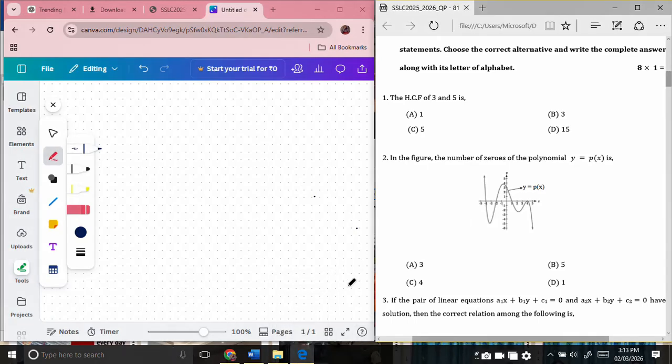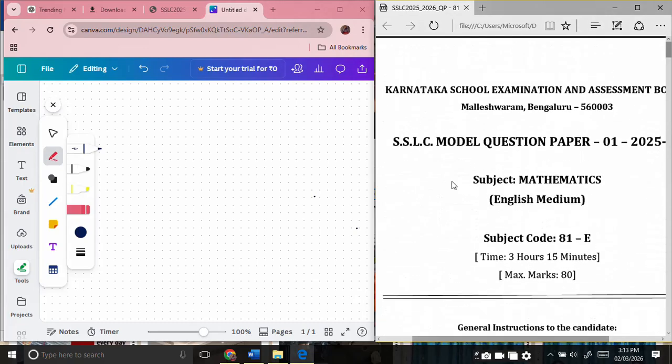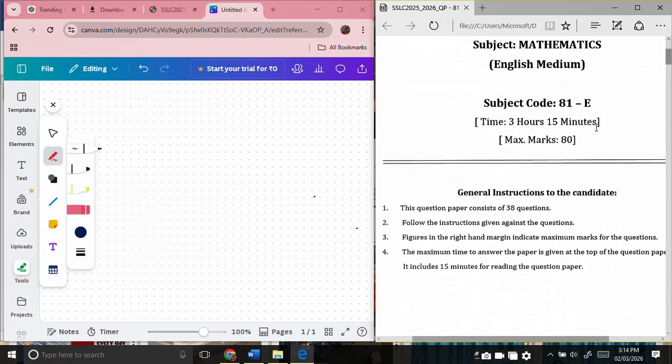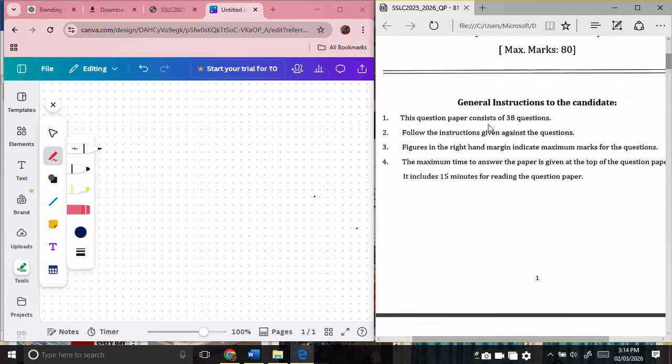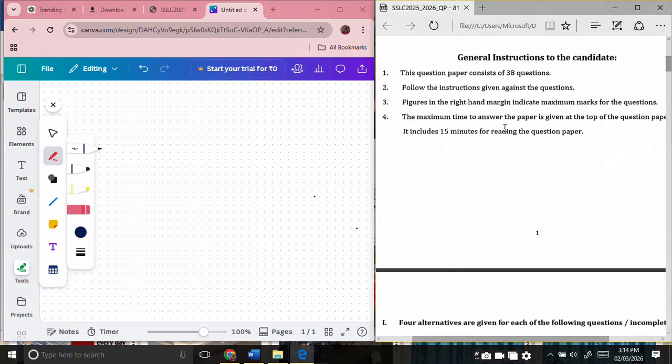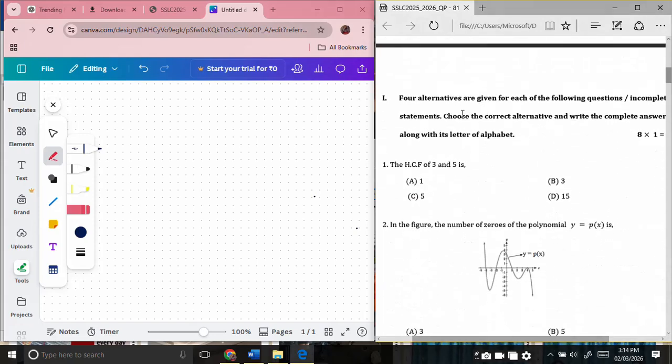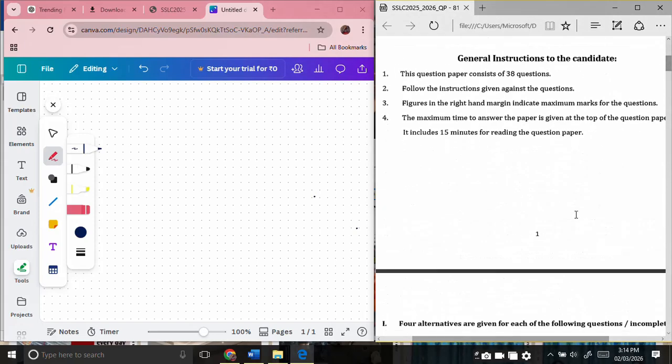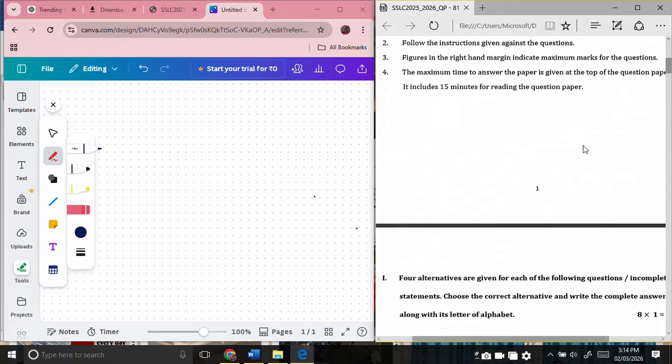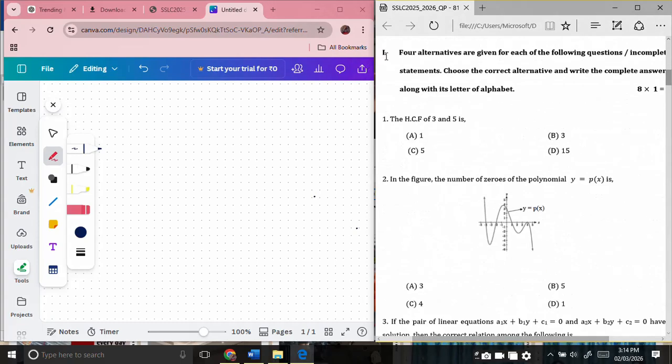Everyone, in this video I'm going to talk about the model question paper, Mathematics SSLC Karnataka School Examination. So, model question paper 1 it is. These are the general instructions to the students: the question paper is going to consist of 38 questions, and the exam duration is 3 hours 15 minutes, which is going to be for 80 marks. So in this video I'm going to solve question number 1.